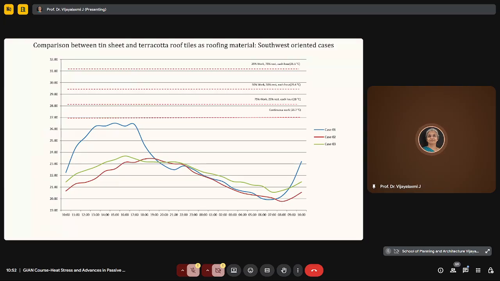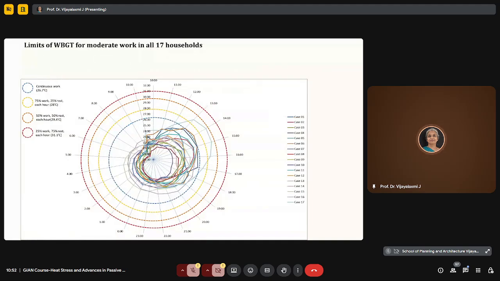The WBGT difference during evening and night hours is also considered, and it is seen that the WBGT values of tin roof drop below that of terracotta roof tiles with a difference of at least 1 degree centigrade. This indicates that the performance of terracotta roof tiles exceeds tin roof in terms of protection offered to inhabitants from rising temperature, but inhabitants prefer tin roof for reasons of maintenance, waterproofing, and also economic feasibility.